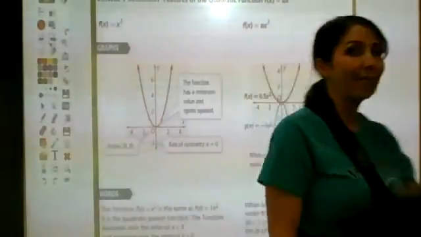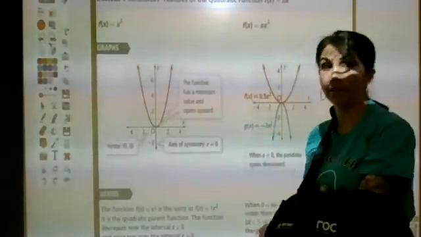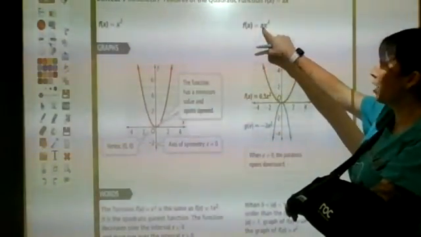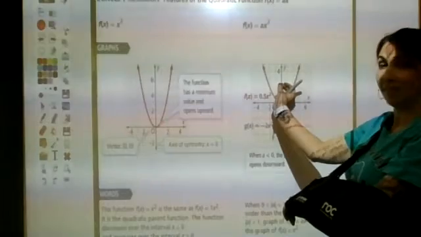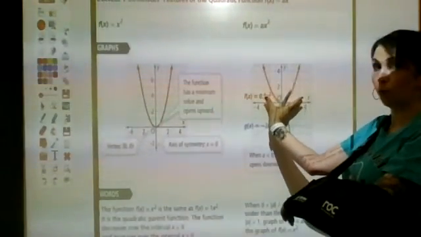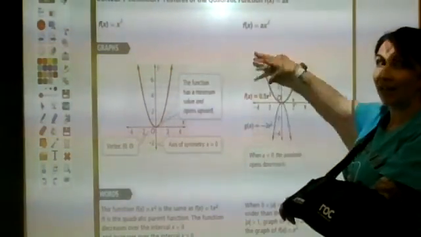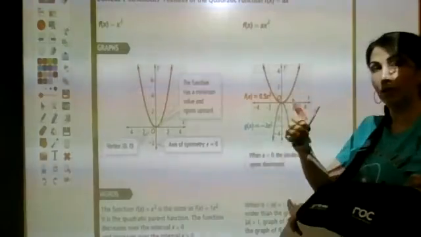And then if we are going to compare that to something that is a times x squared: if a is greater than 1, it is going to be narrower. If a is less than 1, it is going to be wider. If a is negative, it will open down. Good?